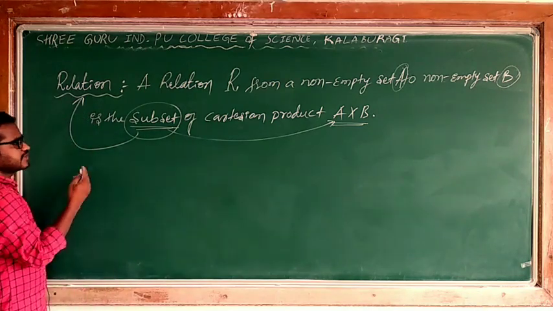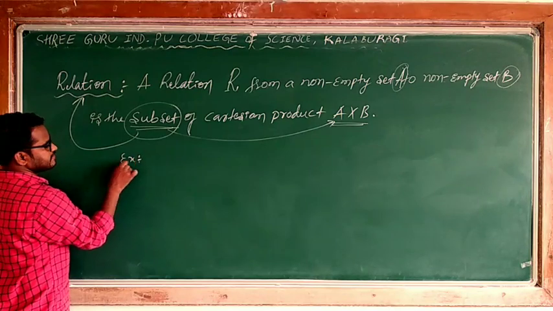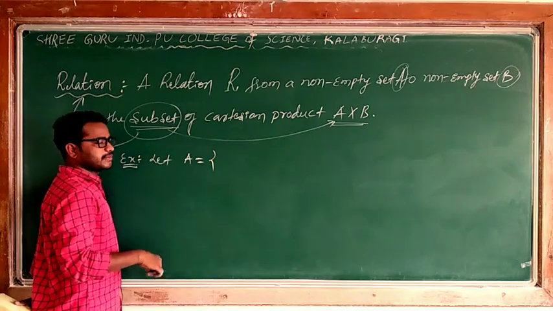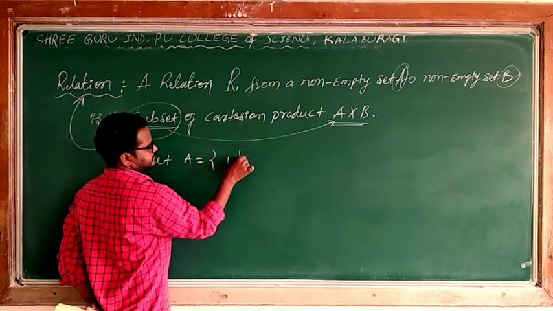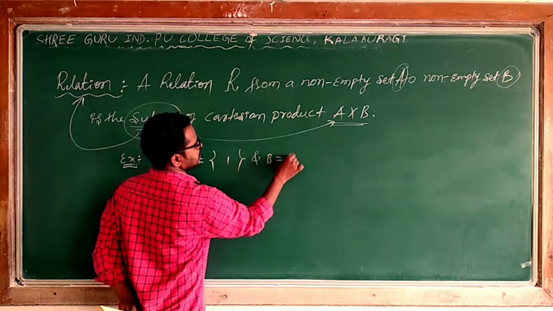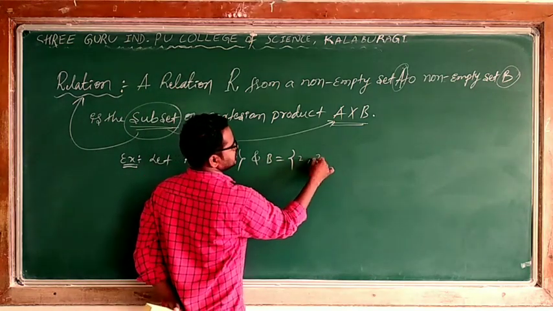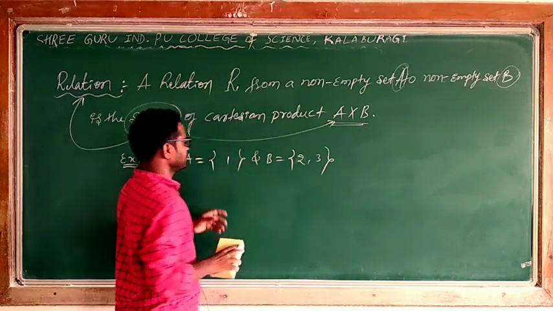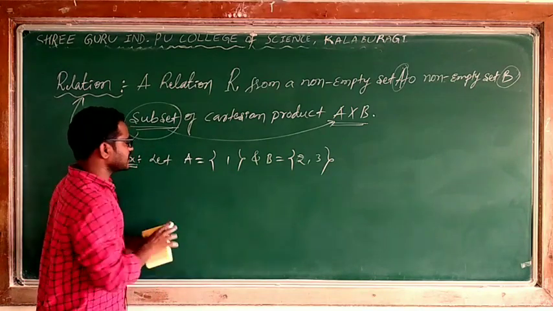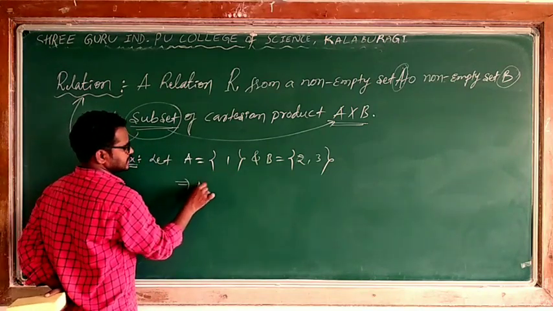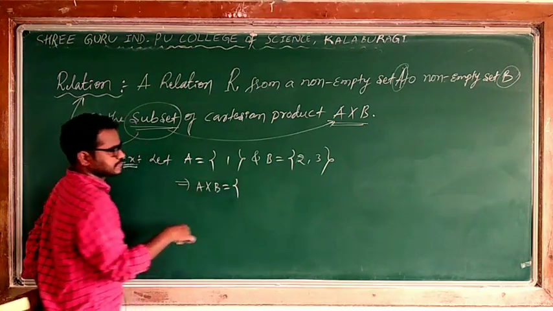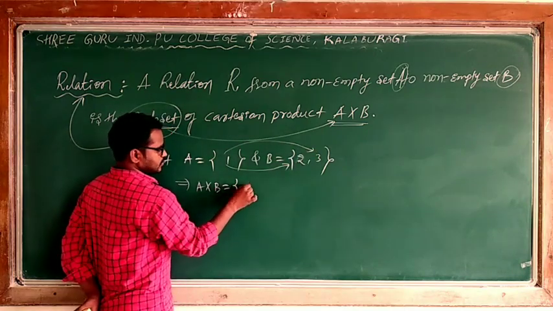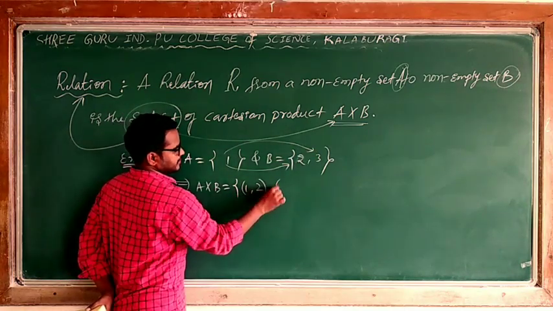So I will take a very simple example. Let A be equal to, I will take 1 only. B is equal to 2 comma 3. A has 1 element, B has 2 comma 3. What is the Cartesian product? Here I can say A cross B is equal to 1 with 2, 1 with 3. Means I will get 1 with 2, one ordered pair, and 1 with 3.